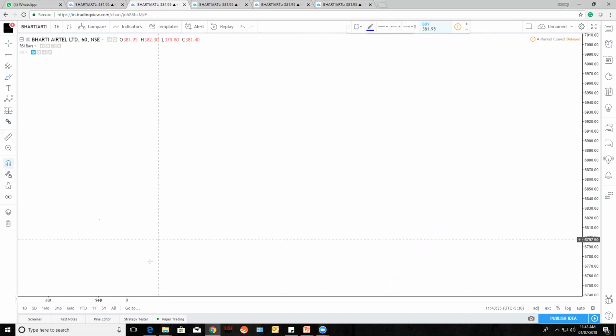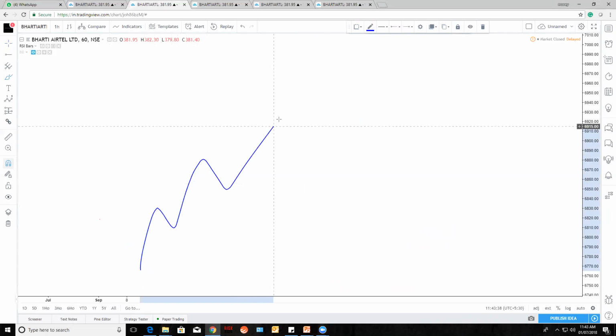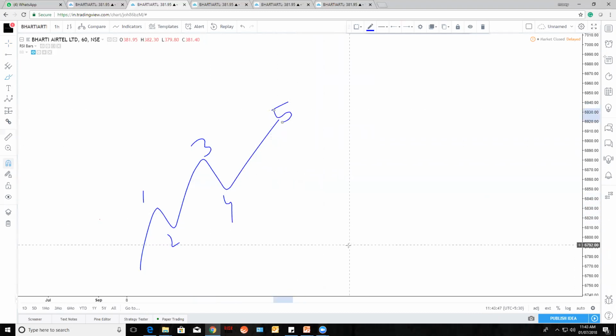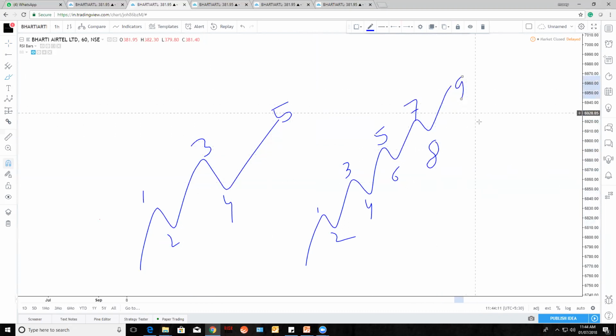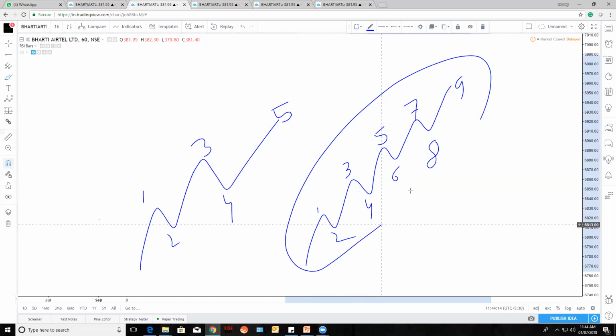So in an extended wave, how does it look? Let's say this is how one impulse looks like: one wave, two wave, three wave, fourth wave, and fifth wave. If the wave is extended, how would it look? The structure looks like this. So how do you differentiate? You count the total waves: 1, 2, 3, 4, 5, 6, 7, 8, and 9. Whenever you are able to count 9, then it indicates that it is an extension or extended wave.